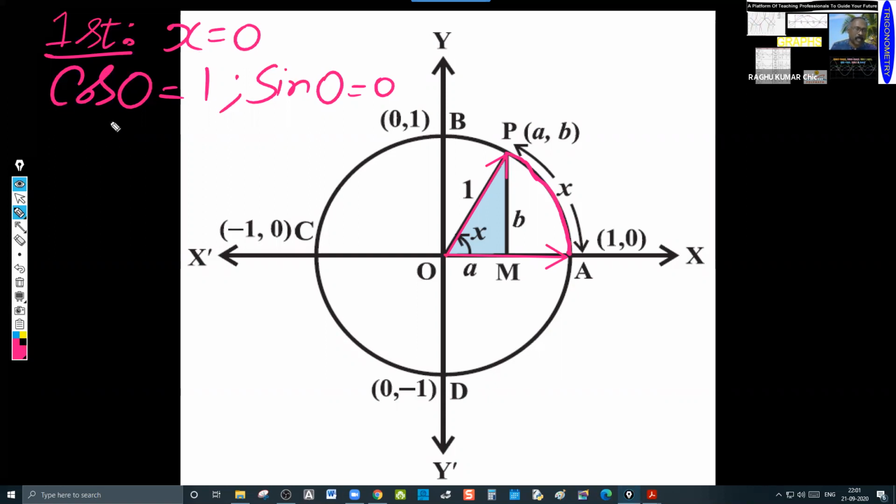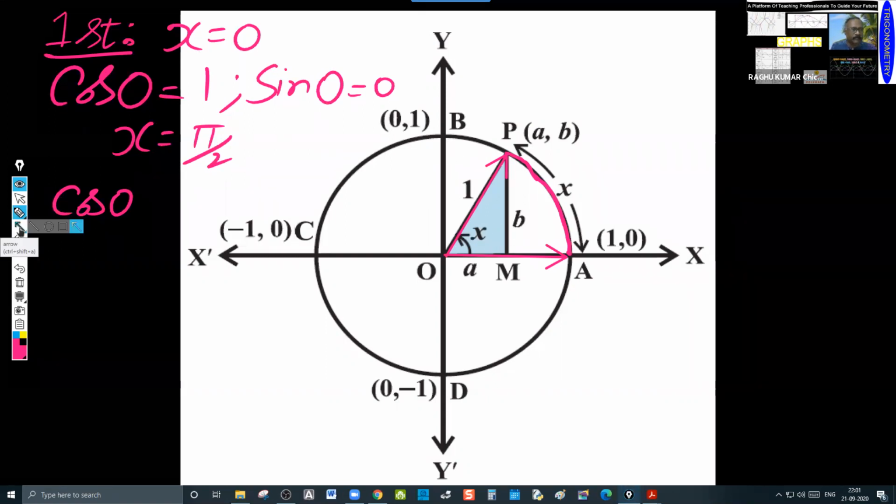Now, first quadrant, x is equal to 0 is done. Now let us move on to x is equal to pi by 2. You will be telling me that. After I derive this, I'll show you the entire values again in your textbook itself. Now, x is equal to pi by 2. You tell me, what happens? OP comes here now. I'm clearing this part.